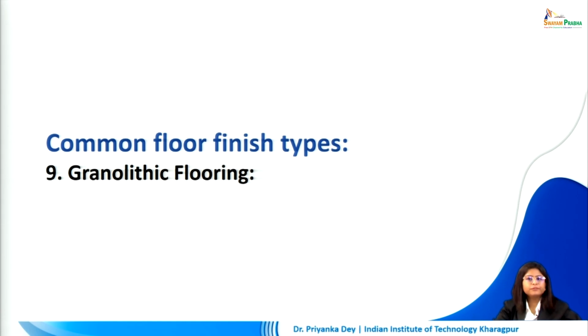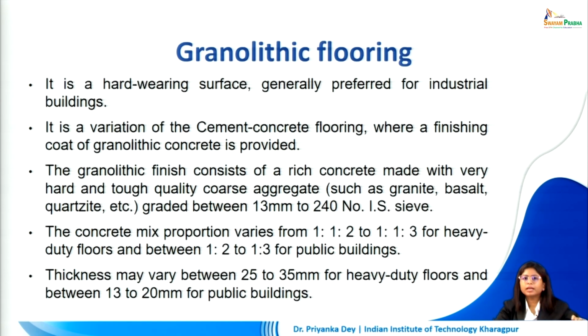The granulithic flooring is a hard wearing surface which is generally preferred for industrial buildings. It is a variation of the cement concrete flooring where a finishing coat of granulithic concrete is provided. Now, the granulithic finish consists of a rich cement which is made with very hard and tough quality coarse aggregate such as granite, basalt, quartzite, etc., which is graded between 13 mm to 240 SI sieve.